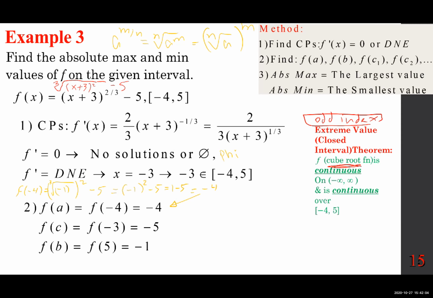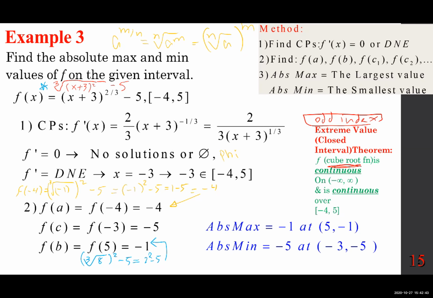If you plug in 5, okay, so I'm going to plug in 5 into this expression, class. Let me use a different color here. So in this expression, if I plug in 5, 5 and 3 gives me 8. So I have the cube root of 8 squared minus 5. Cube root of 8 is 2. 2 squared is 4. Minus 5 is negative 1. That's how you arrive at the answer.